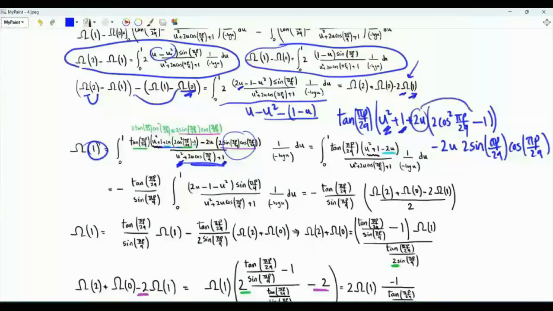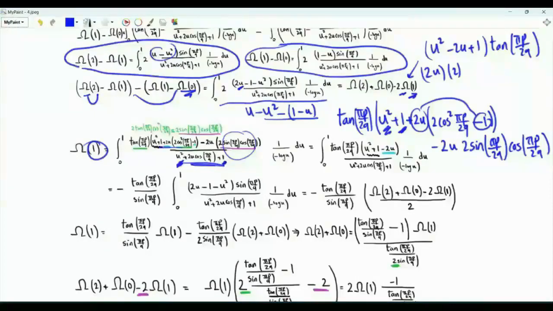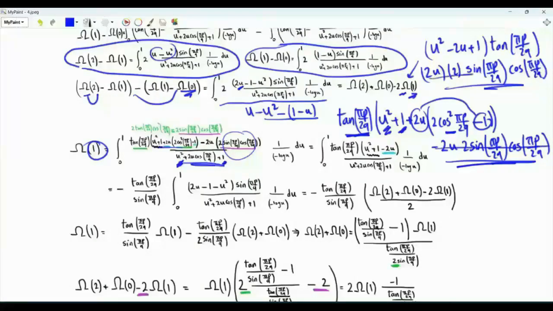We have u squared plus 1 minus 2u multiplied by this tangent. Then we have 2u times 2. The tangent is sine pi p over 2q over cosine pi p over 2q. The product of tangent and cosine squared is sine pi p over 2q times cosine pi p over 2q. This is exactly that term, but with an opposite sign. These two go away, and we are left with this part here. Take the tangent outside the integral. Multiply and divide by sine pi p over q.